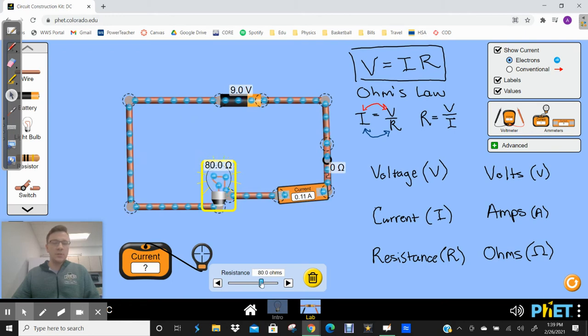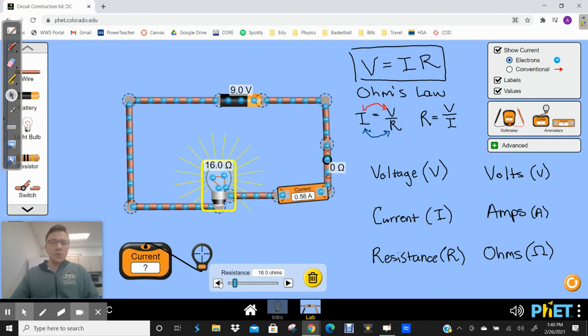So again, if I continue to increase the resistance, that current continues to go down, and you can actually see that the electrons in this wire are not moving very much. They're moving very, very slow. But then if I continue to decrease that resistance, you see the current gets higher and the light bulb gets brighter. And if I go all the way down to zero, well, then it lights my circuit on fire.